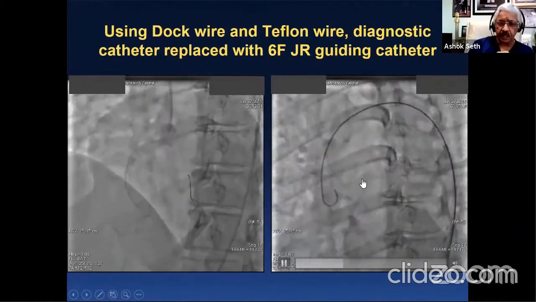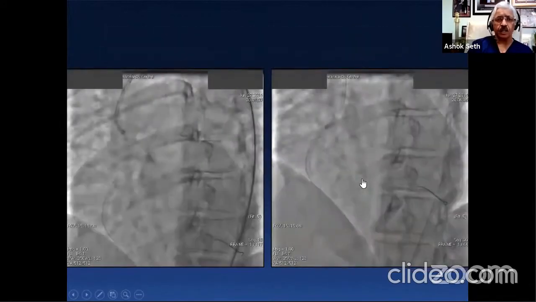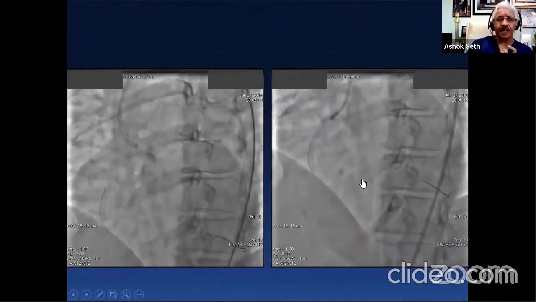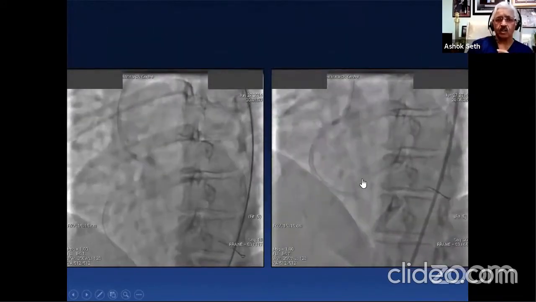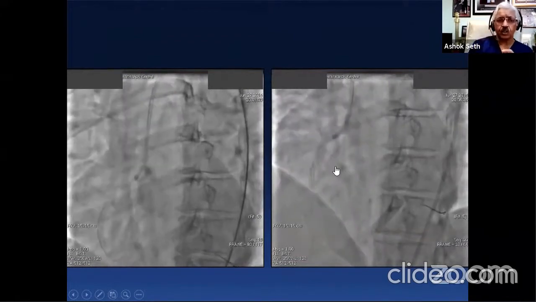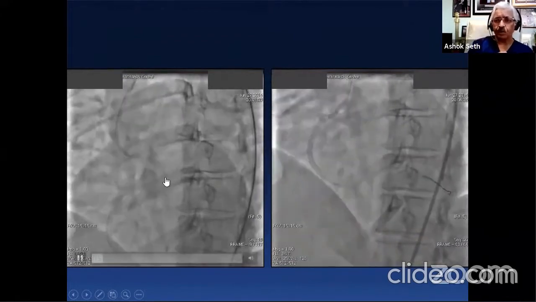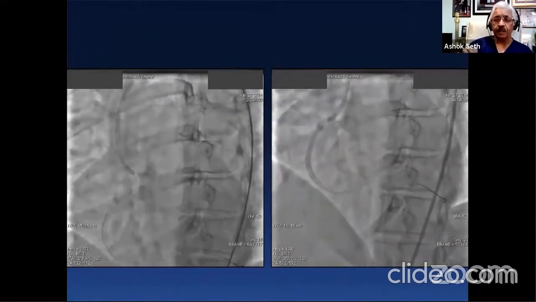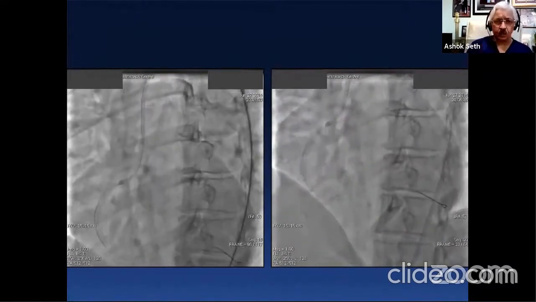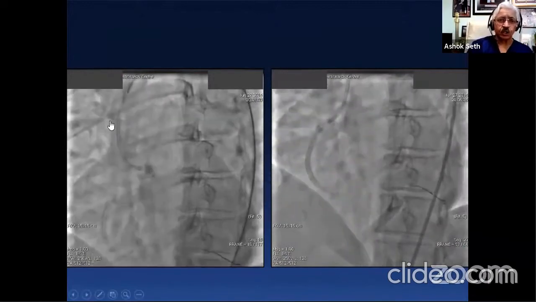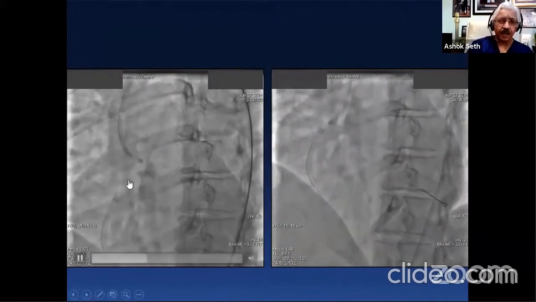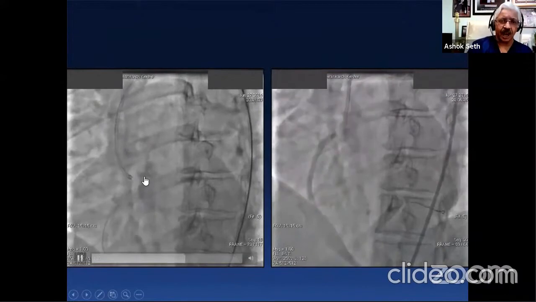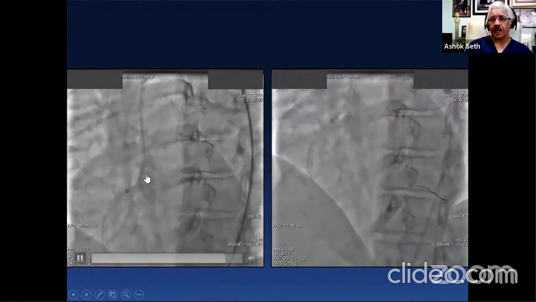So that redundant curve, the next step is two things. You just can't get it in just by clockwise torquing it. As you clockwise torque it, you also have to take away that redundant slack at the same time. There are two actions in one, otherwise it won't happen. So here's the torque happening. At the same time, the redundant slack is taken out and the guiding catheter goes in.